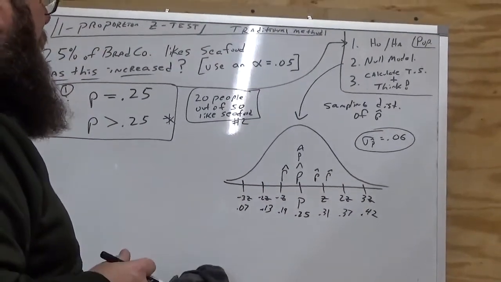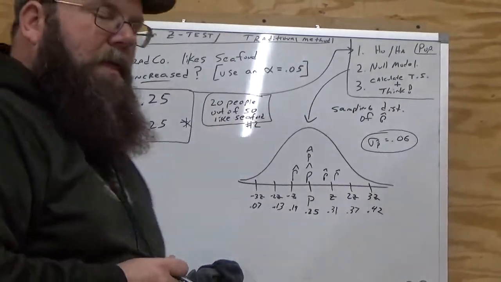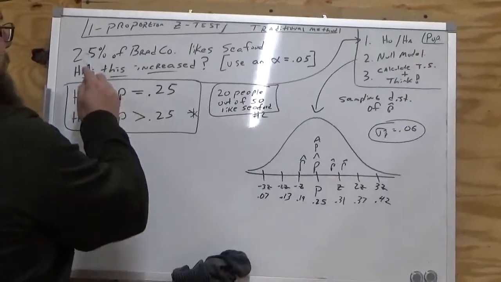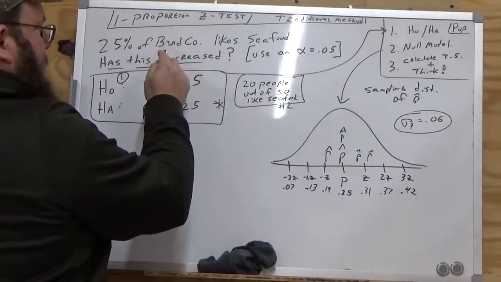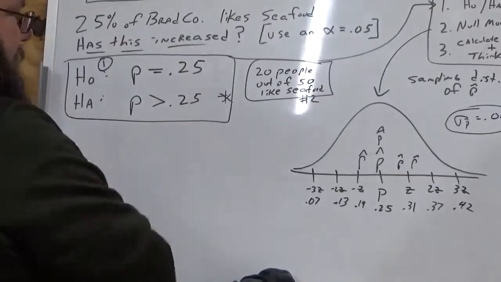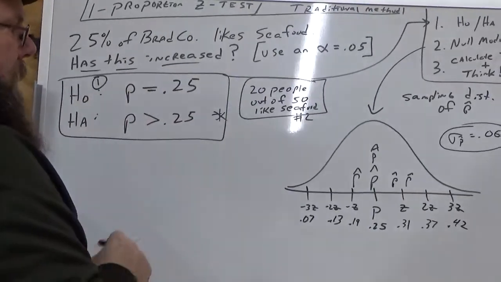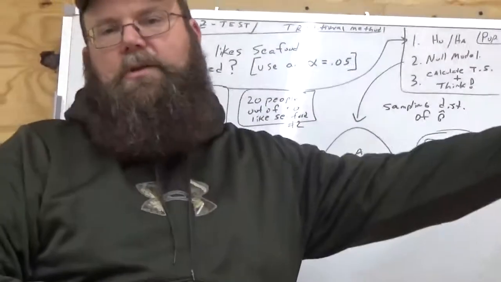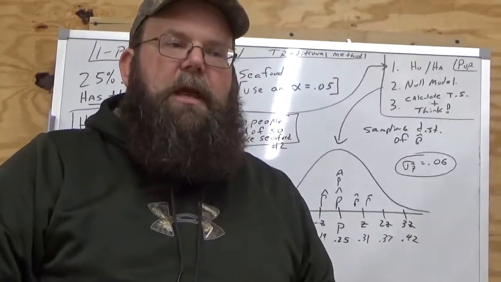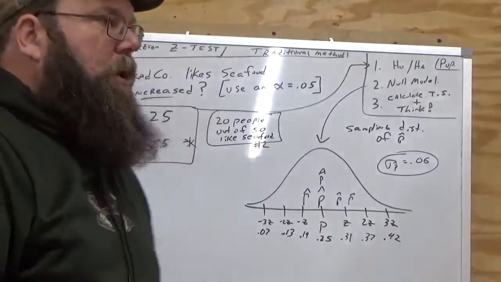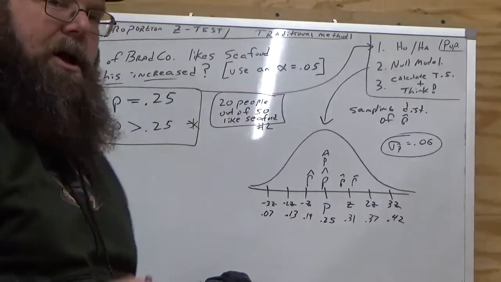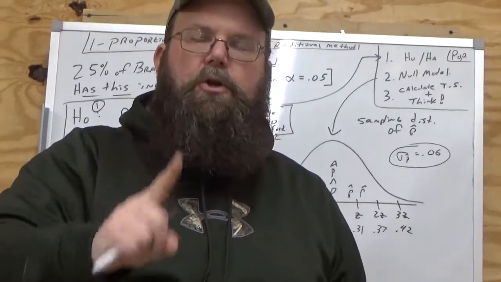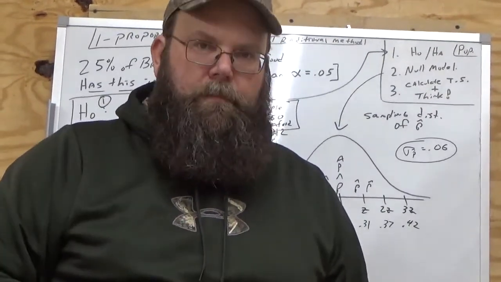So now that's 20 out of 50. 20 out of 50 has nothing to do with the population. 25% of people like seafood. That's population, P. Has it increased? This is all population stuff, maybe from 10 years ago somebody did a study. Now we want to see if it changed. Did it go up? Well, how do we know if it went up? We're going to ask these people, 20 out of 50. From one sample of 50, we can make a really good decision on whether it went up or not.